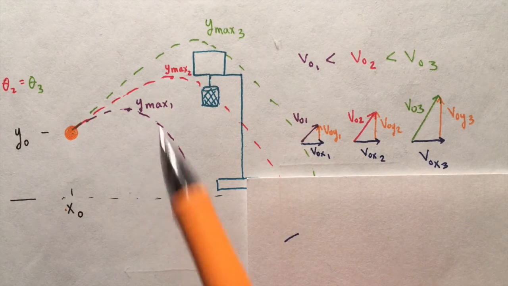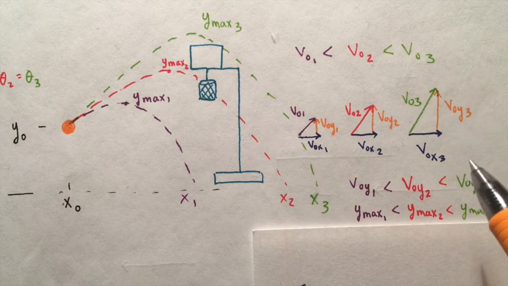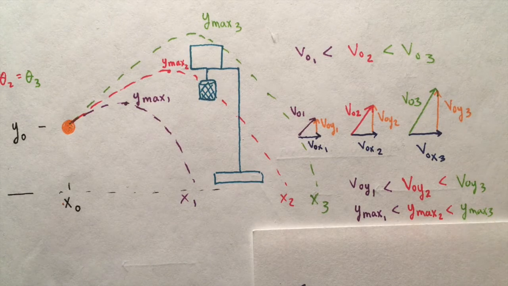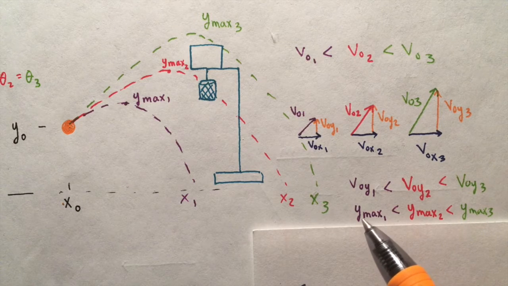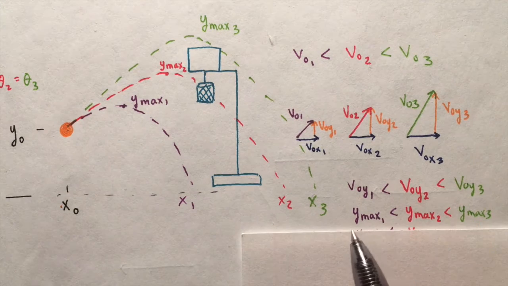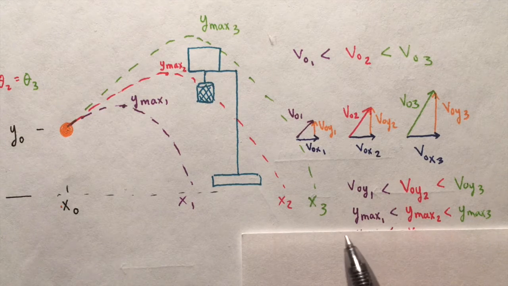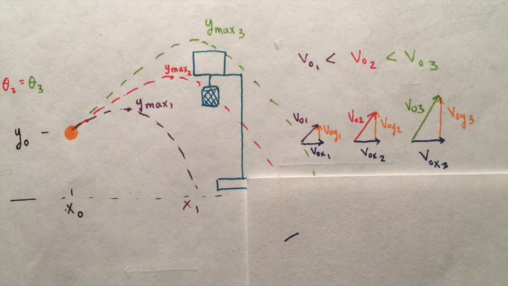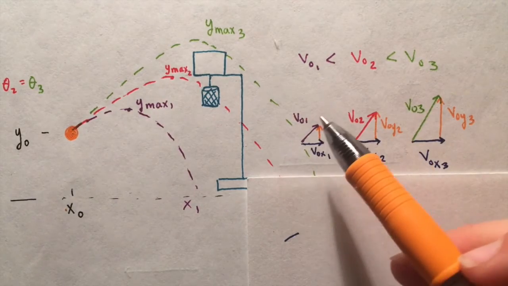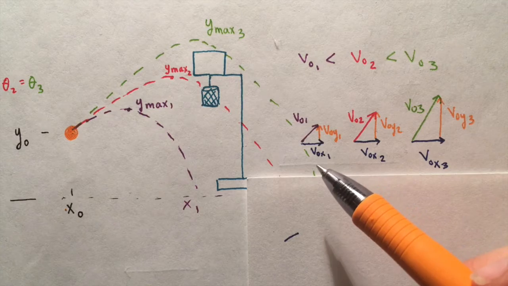Let's talk about the vertical displacement first. Well, when the initial speed was bigger, the vertical component of that speed was bigger, and so the maximum vertical displacement, the maximum height, was also bigger. The bigger the vertical component of the initial speed, the higher the ball is going to go. What's key here is that the maximum height depends on the vertical component of the initial speed, not the total speed, but the vertical component is what determines how high the ball goes.